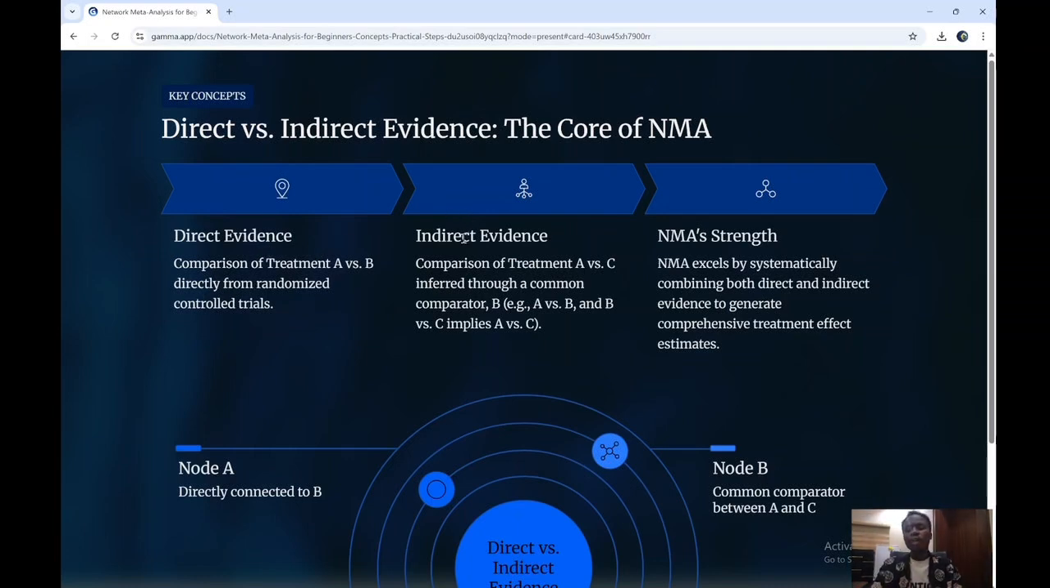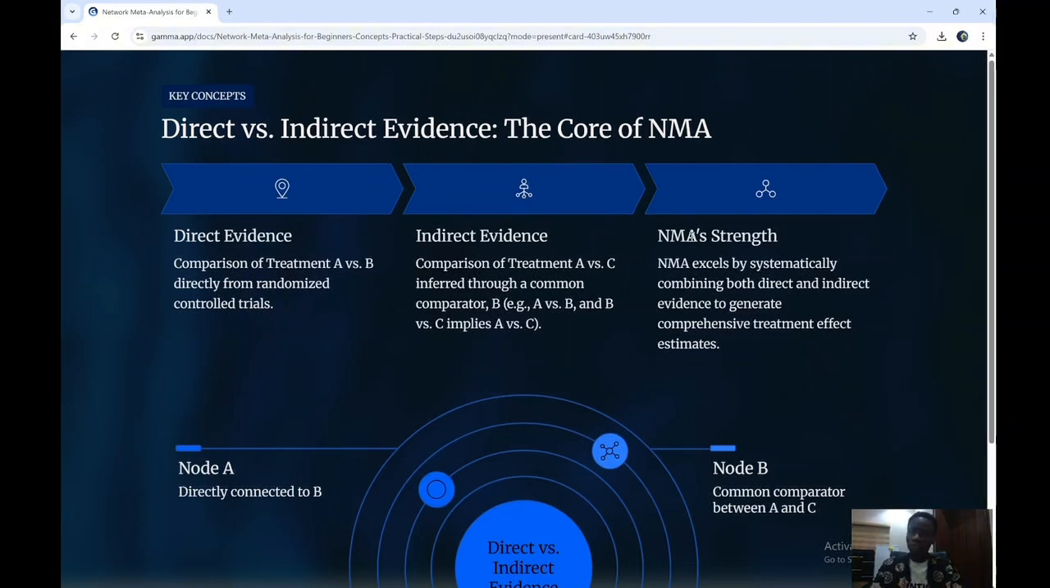But if we're looking at indirect evidence, we're comparing node A with node C indirectly, through pooled evidence. That's why we say it's a comparison of treatment A versus C, which is inferred through a common comparator B, which can be A versus B, B versus C, which also implies A versus C. Okay, so these are the kind of indirect evidence that gets pulled in when you're performing a network meta-analysis.